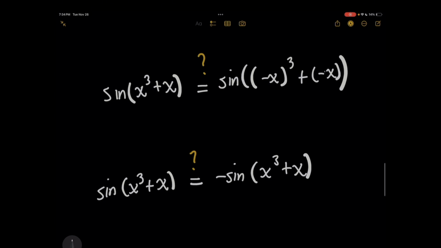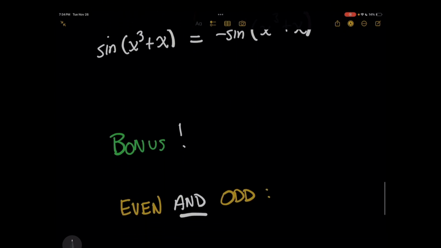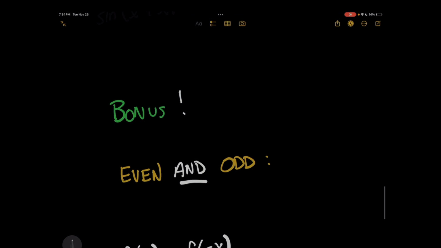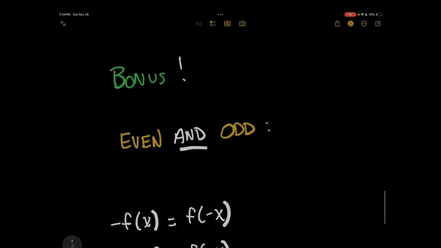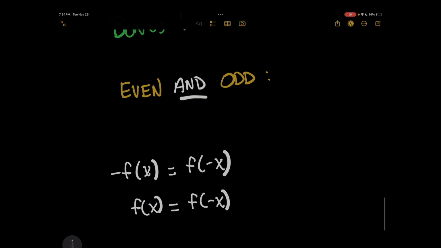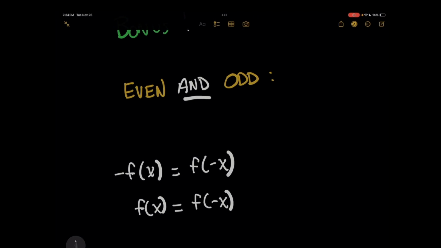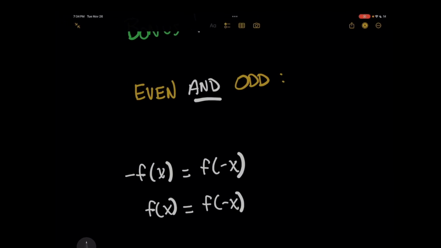And now it's time for that bonus tip. Can a function actually be even and odd at the same time? What do you think? Okay, so remember, you have to now satisfy two conditions. To be odd, negative f of x has to be f of negative x everywhere. And to be even, f of x has to be f of negative x everywhere. But check this out. This is just a basic system of equations because you've got f of negative x on the right of the equal side in both cases. So why don't we do a substitution of one into the other?